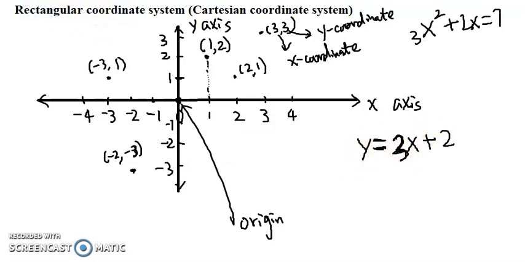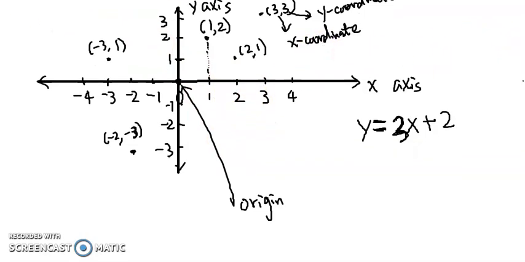One is x, one is y. So how do we solve equations like this? We can use the coordinate system to help us understand this equation. As you can see, we can pick different numbers for x and y.